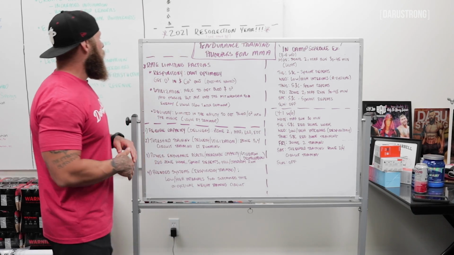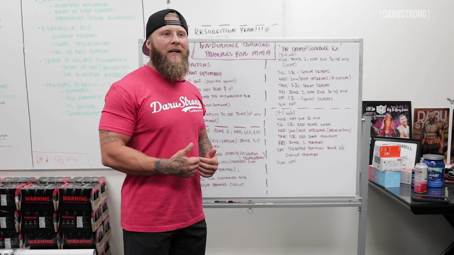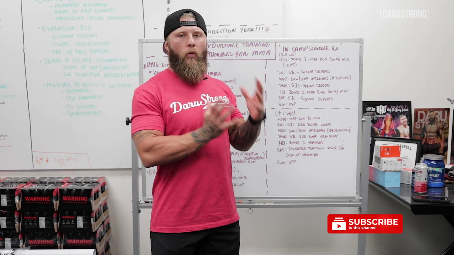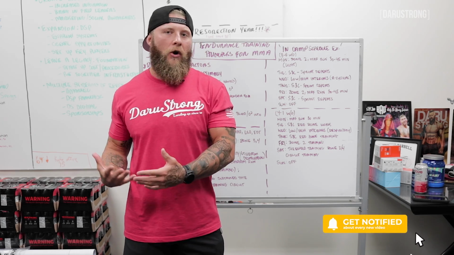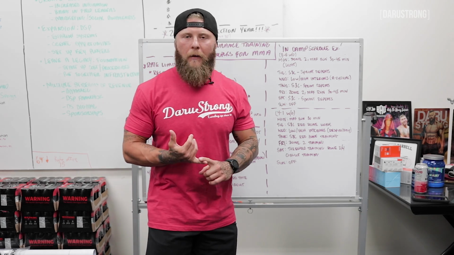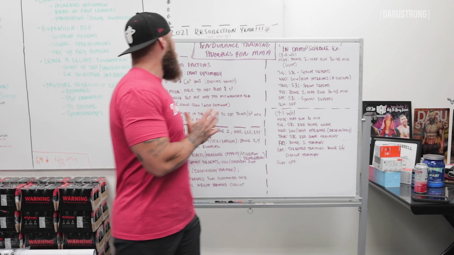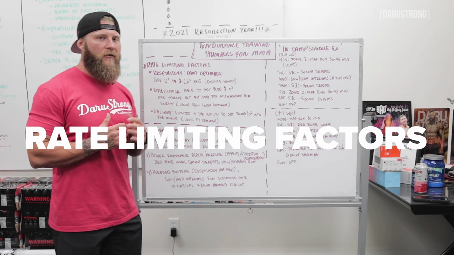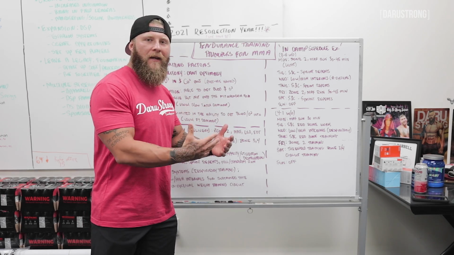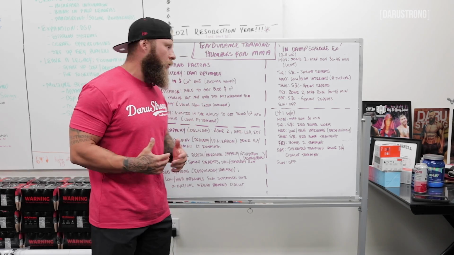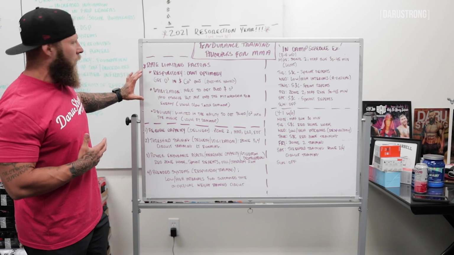Now, let's get on to it. Primarily, what I want to do when I have a fighter come in is find out what their rate limiting factor is. What is their issue? Where are their weak points in their endurance? Is it their overall aerobic capacity? Is it their ability to repeat power? So on and so forth. I want to find out what their rate limiting factors are, and then I can appropriately program and get them to where they need to be so that we have a well-rounded fighter.